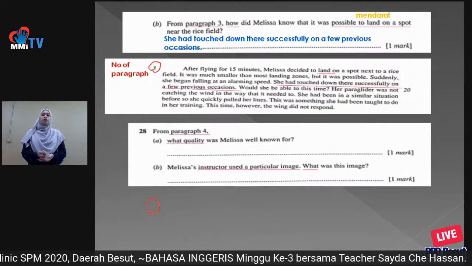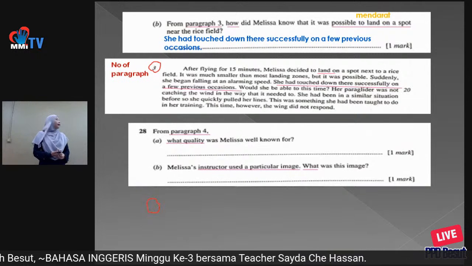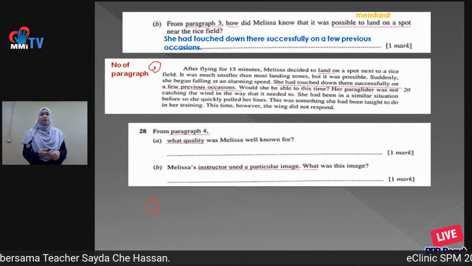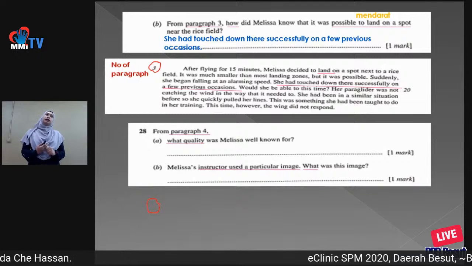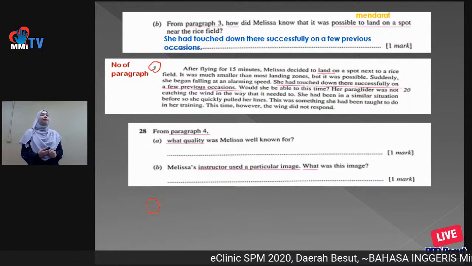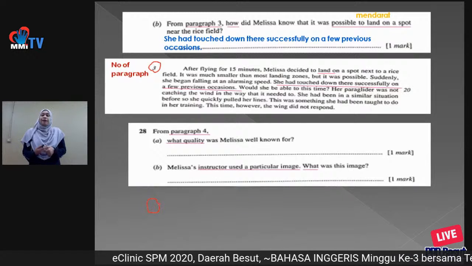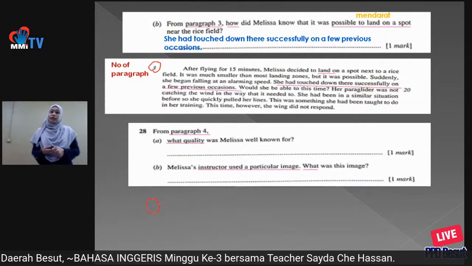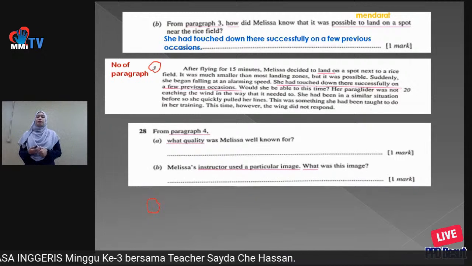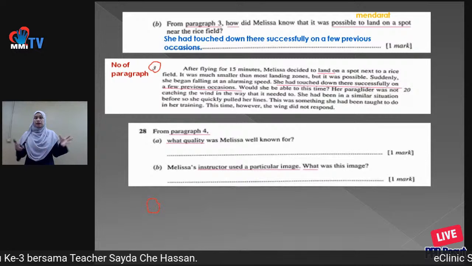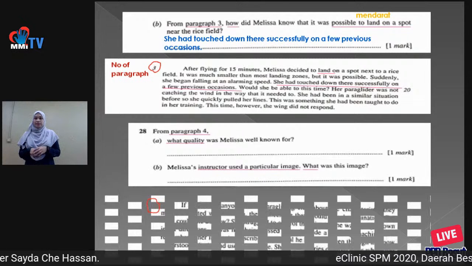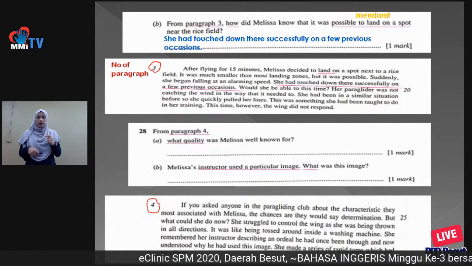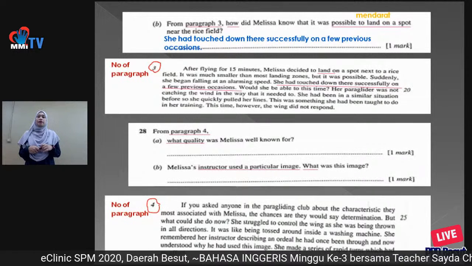Okay, continue. Question 28. Okay, we underline paragraph 4. We are going to find these two answers in paragraph 4. Okay, it asks about quality. Quality is pewatakan. Okay, apa yang specialnya tentang Melissa? Apa yang orang kenal Melissa ni? Dia jenis orang yang macam mana? Okay, 28B, Melissa's instructor used a particular image. Okay, dia guna satu image. Okay, what was this image? Okay, there. Paragraph 4, I already circled the number of paragraphs, so the answer will be here.